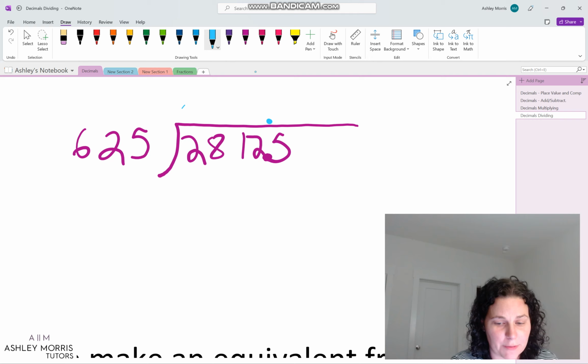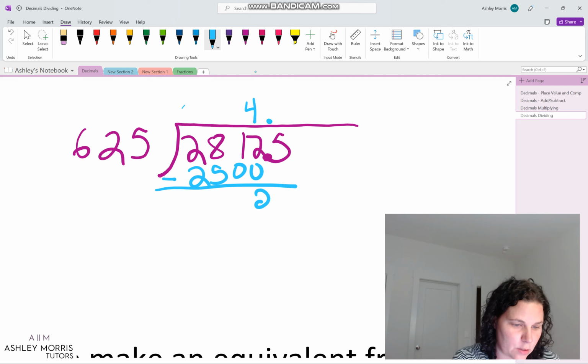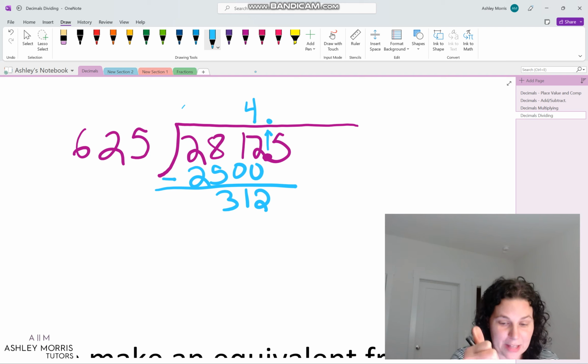Start taking 625 and multiply it by 2 and 3 and 4. I already did the work, so we can save some time. It's going to be a 4. 4 times 625 is 2,500. And we're going to subtract that. We get 312. We've already brought my decimal up, so that's good. We're going to bring down the 5.